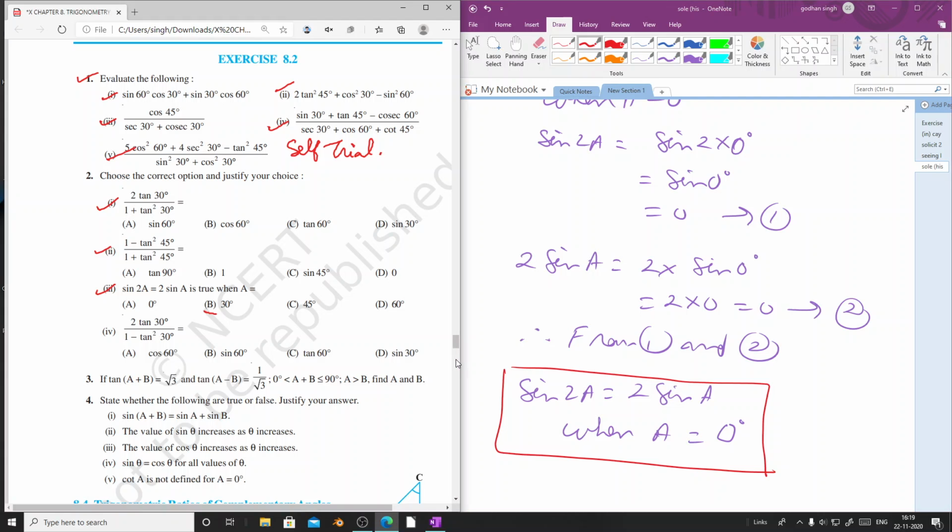So checking for B, C and D, that is when a equals 30 degree, when a equals 45 degree, and when a equals 60 degree, that I am keeping for you. You will try on your own. Just solve the left hand side and right hand side. Check whether they are equal or not. If they are equal, you will see that it is a solution of the given equation. Otherwise, not. So that you will be doing on your own.